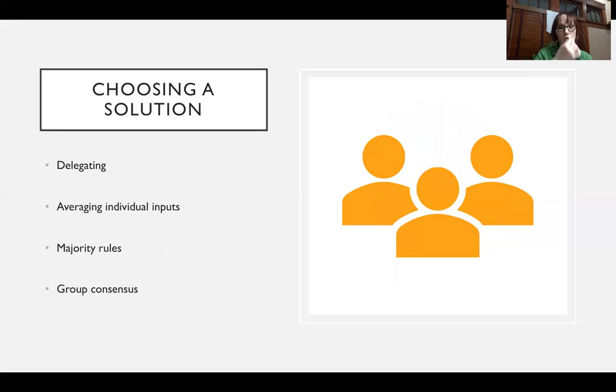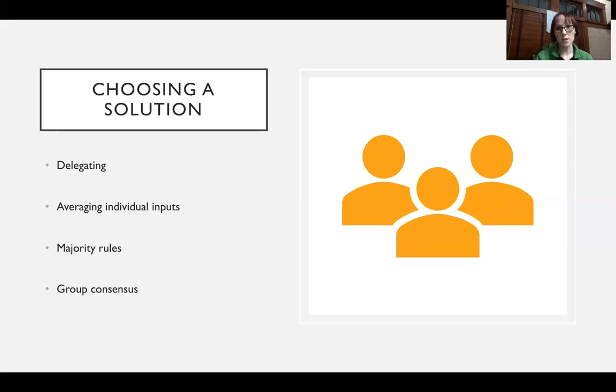But then we also have to choose a solution. According to your textbook, there are certain ways that we can choose a solution within a group. One way is through delegating. This is where you, as a group, give all the information and the different solutions you have come up with to one person, and that one person is responsible for choosing a solution.